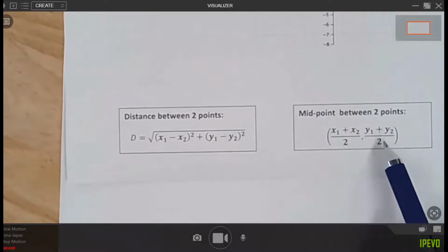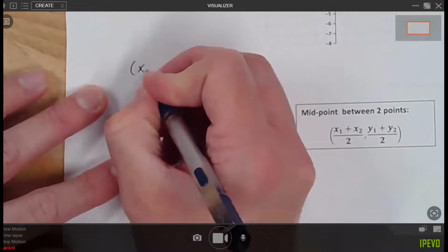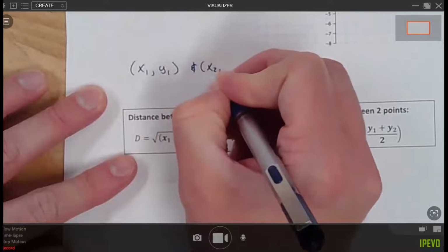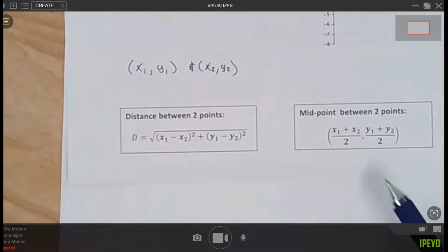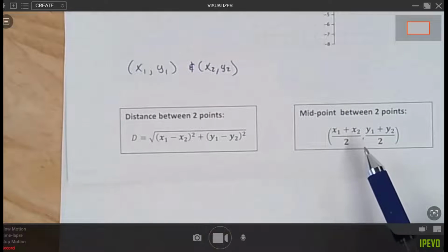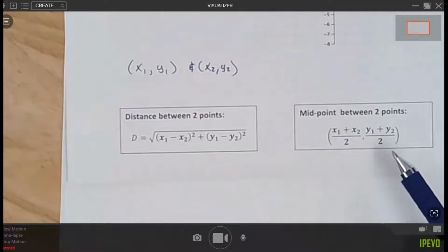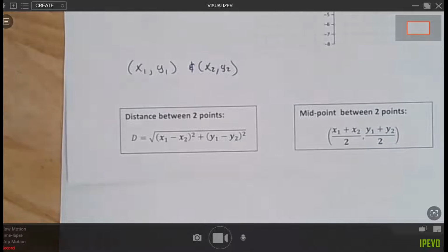And the midpoint of 2 points is, as I like to think, just the average of the 2 points. So if you have points x1, y1, and x2, y2, the midpoint's x coordinate is the average of the x coordinates. The y coordinate is the average of the y coordinates. It's a really convenient way to think about the midpoint of 2 things. Just the middle.